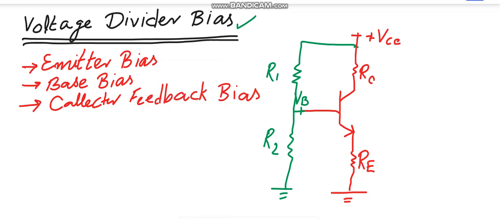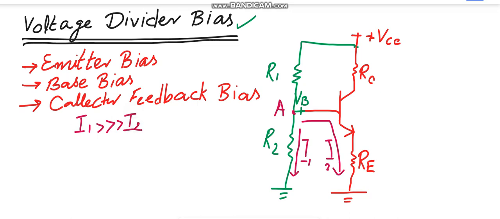But before that, at a certain point A, the current will have two paths. Either it can go through the transistor and resistor RE to the ground, or it can go through the resistor R2. So let's call it I1 and this is I2. In order to reduce the loading effect of the transistor, I will make sure the current I1 is very large as compared to I2, or in other words, I2 is negligible, approximately equal to 0.